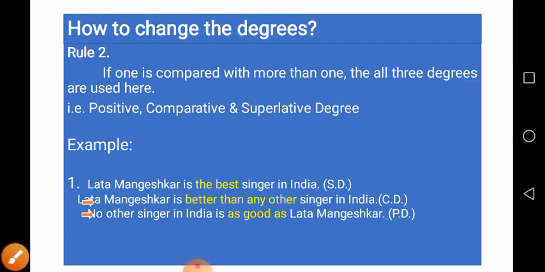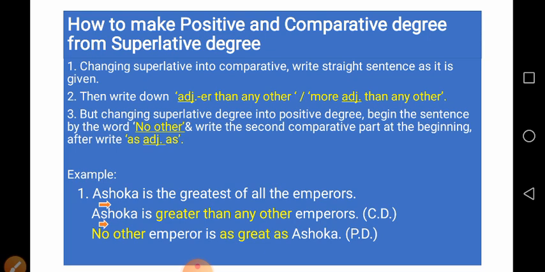See, here we have one example, let us discuss it later. Before that, we need to know how to make positive and comparative degree from superlative degree. When a sentence is in a superlative, a sentence is written with the and adjective added with est. This is called a superlative degree. When we find a sentence with a superlative degree, we can change it into comparative or positive.